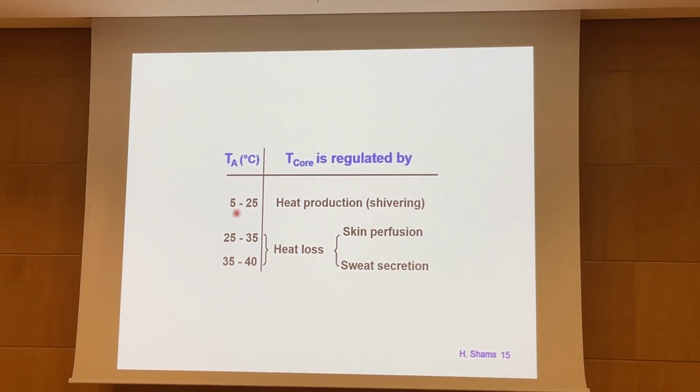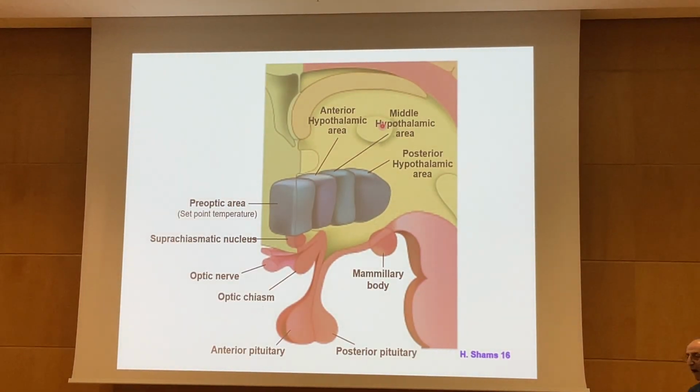In summary, you can say between 5 and 25 degrees ambient temperature, the body temperature is regulated by shivering, by heat production. Between 25 and 35, by increasing skin perfusion, and between 35 and 40, by increasing sweat secretion. And now, how does our body know what the temperature is, to increase heat production, or decrease or increase sweating or blood perfusion?